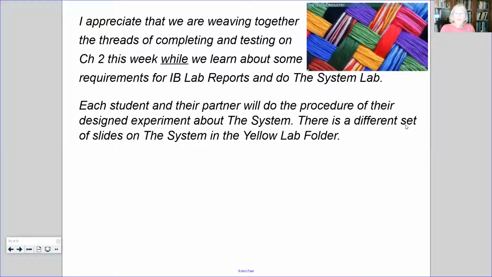I do appreciate that we're really weaving together the threads of completing and testing Chapter 2 this week. But while we're finishing up Chapter 2, you're also learning about the requirements for the IB lab reports by doing the System Lab. The goal of the System Lab is just to introduce one of the beginning requirements of designing a lab. I know it might not be your best data collection because we don't have that much time in a 40-minute period, but it will be a chance for you to document the design of an experiment. I want to remind you that there are slides on the system in the yellow folder, the yellow lab folder. So this is showing us that we're weaving together these different threads of both the chapter content and the lab expectations. We will always be doing a lab with every chapter, and usually they fit together even better than this lab.